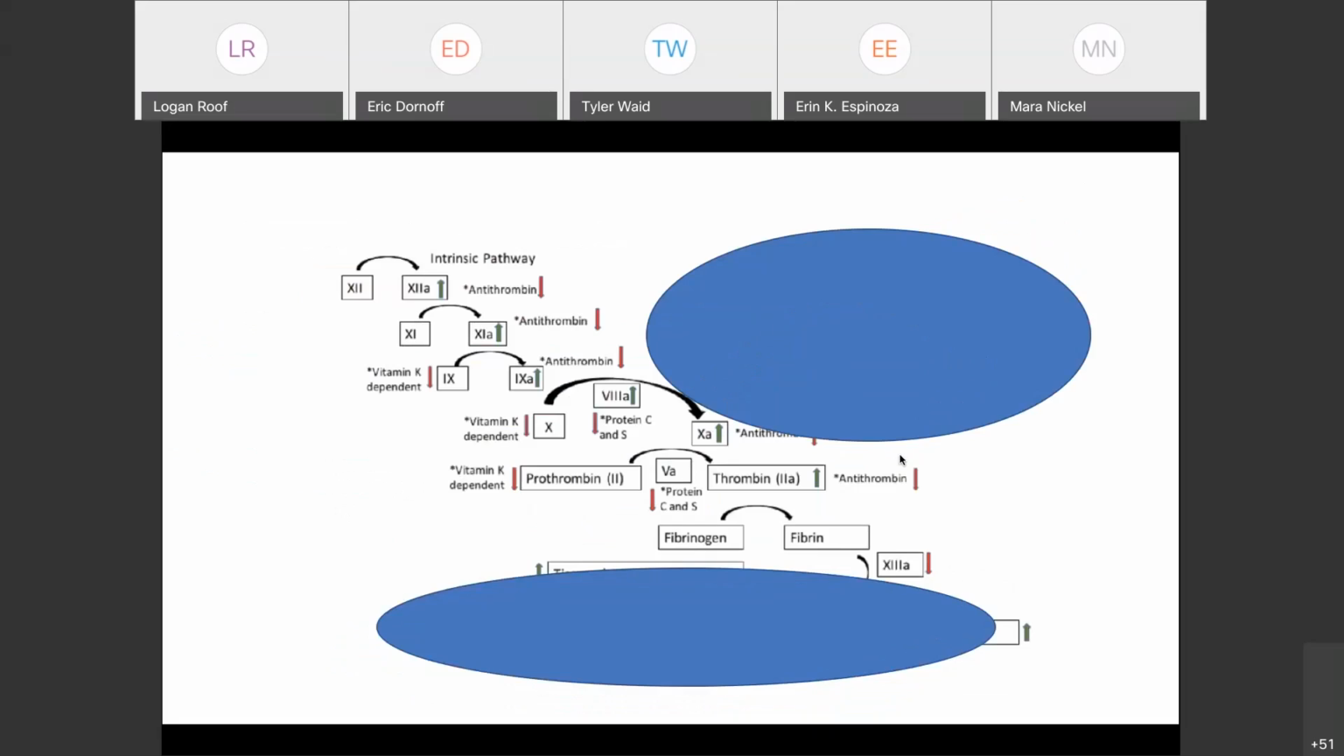Now, to look at it in more detail in terms of those factor deficiencies that cause a prolonged PTT, I mentioned factor 12, factor 11, factor 9, and factor 8. And lo and behold, as you can see, those are all part of the intrinsic pathway, which is how the PTT is eventually measured.